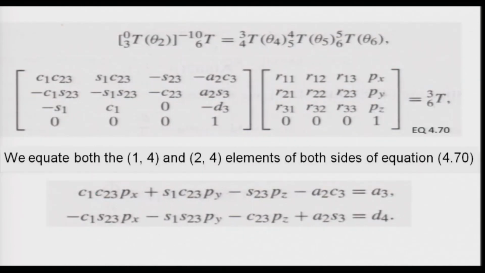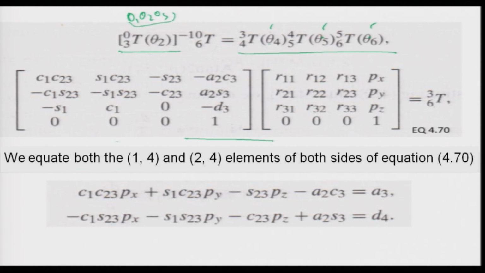Next what we do is we equate the 1 4 elements and the 2 4 elements from the two sides of 4.7 from this equation. Okay. What we essentially do is we multiply by the inverse of 0 to 3. Now, if you are multiplying with the inverse of 0 to 3, what is happening is this theta 1, theta 2 and theta 3 are getting removed. Okay. So, on the right hand side you only have these terms 4, 5 and 6. So, this equation is only in terms of theta 4, theta 5 and theta 6.